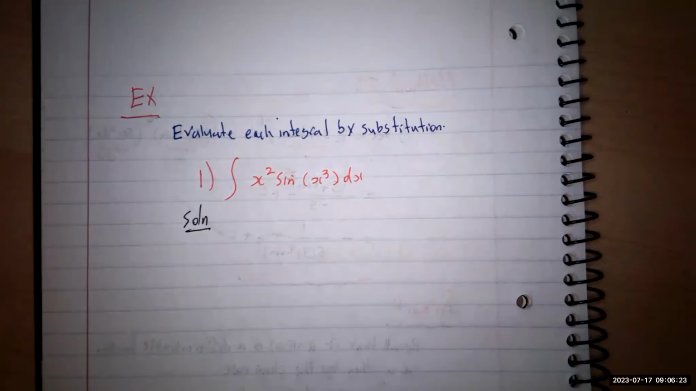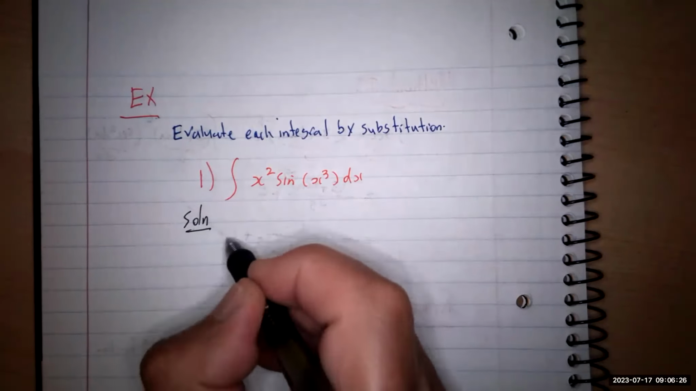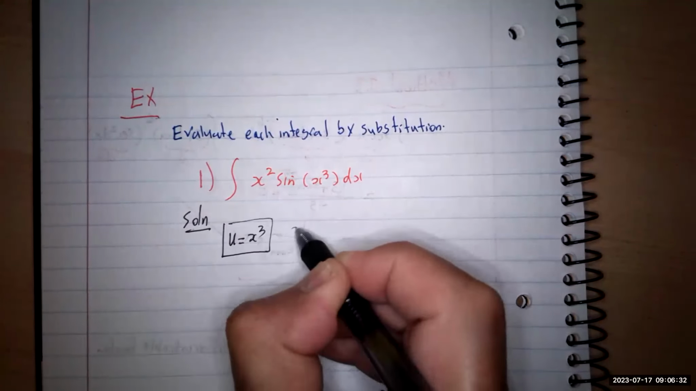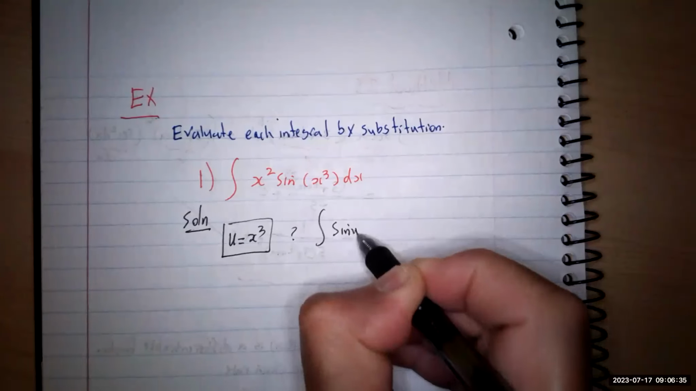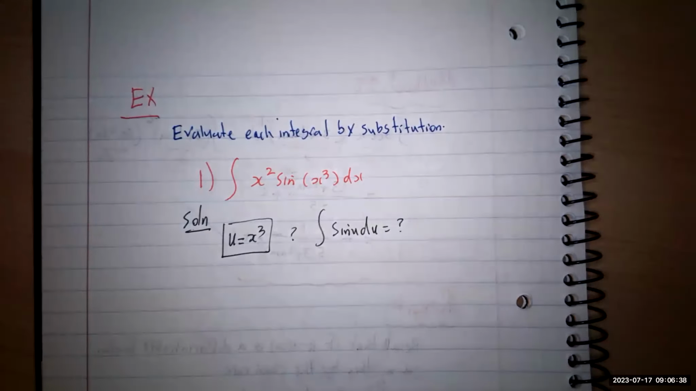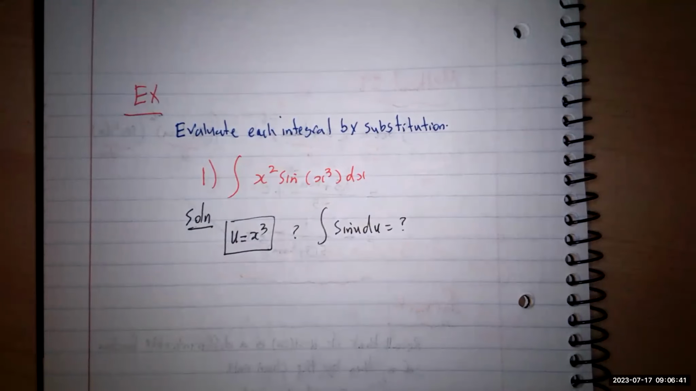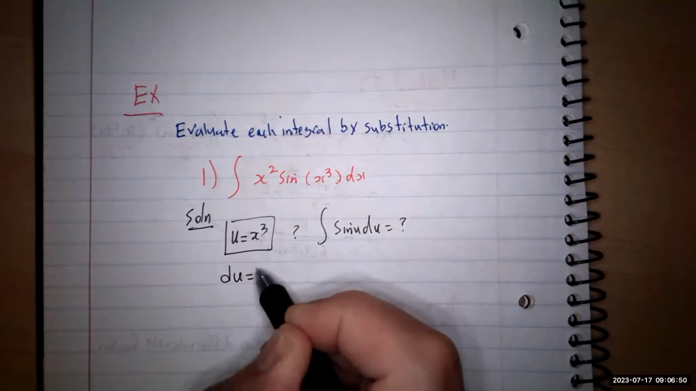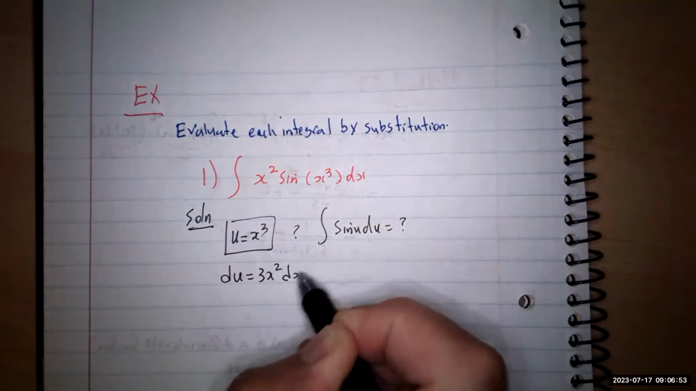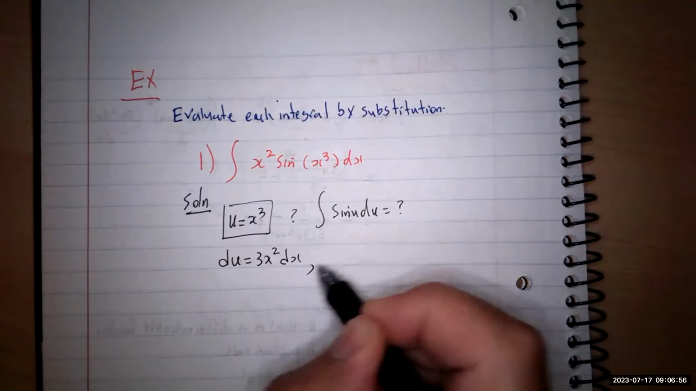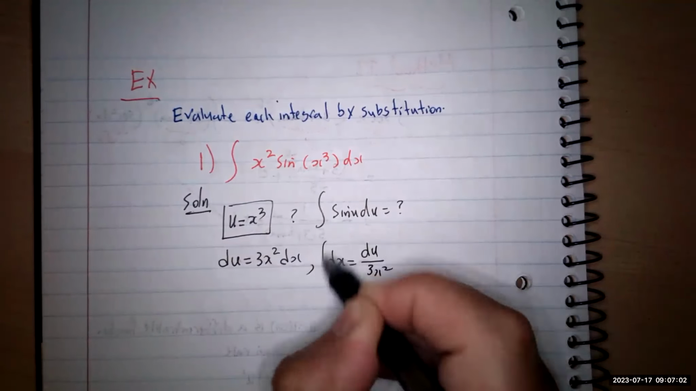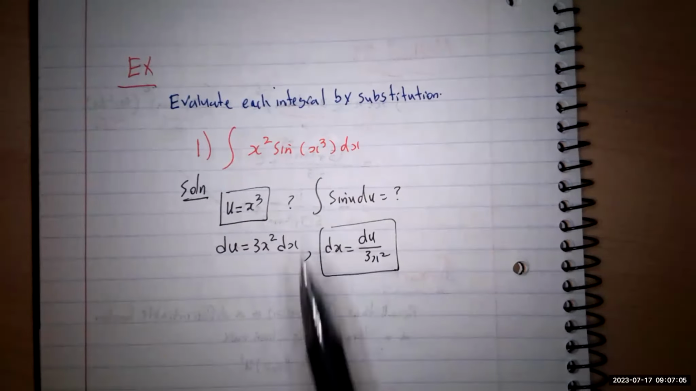So what you do is you take the inside to be u. So your u is going to be x cubed. What's the target? The target is you have to change it into sine u du. If you won't be able to do it, it means you made a mistake. Okay, so find the du, the differential of u. Differentiate: 3x squared is the derivative, times dx. And you have to solve for dx. dx would be du over 3x squared, as we did for the others.